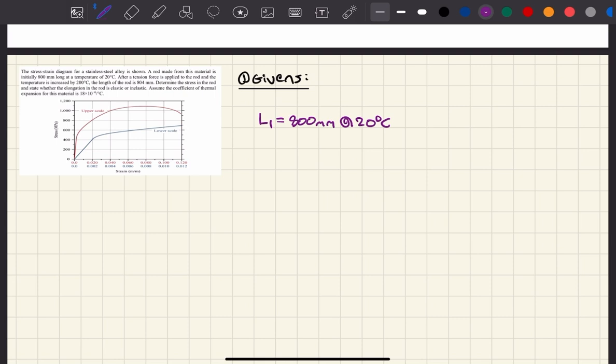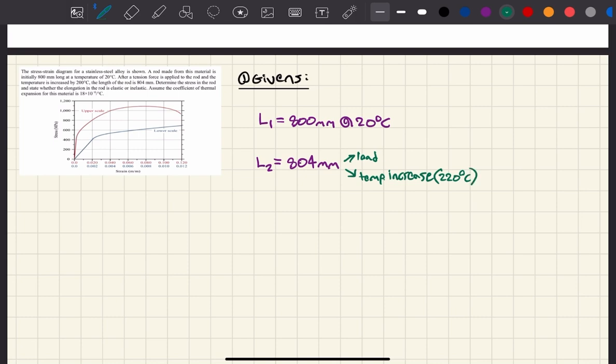And I can also define a state 2. My length at state 2 will be after the factors that affect the elongation happen. The question says that after a tension force and a temperature increase, my new length is 804 millimeters. And what is this caused by? It's caused by two things: a tensional load, and a temperature increase. The temperature is increased by 200 degrees Celsius, so my new temperature is 220 degrees Celsius.